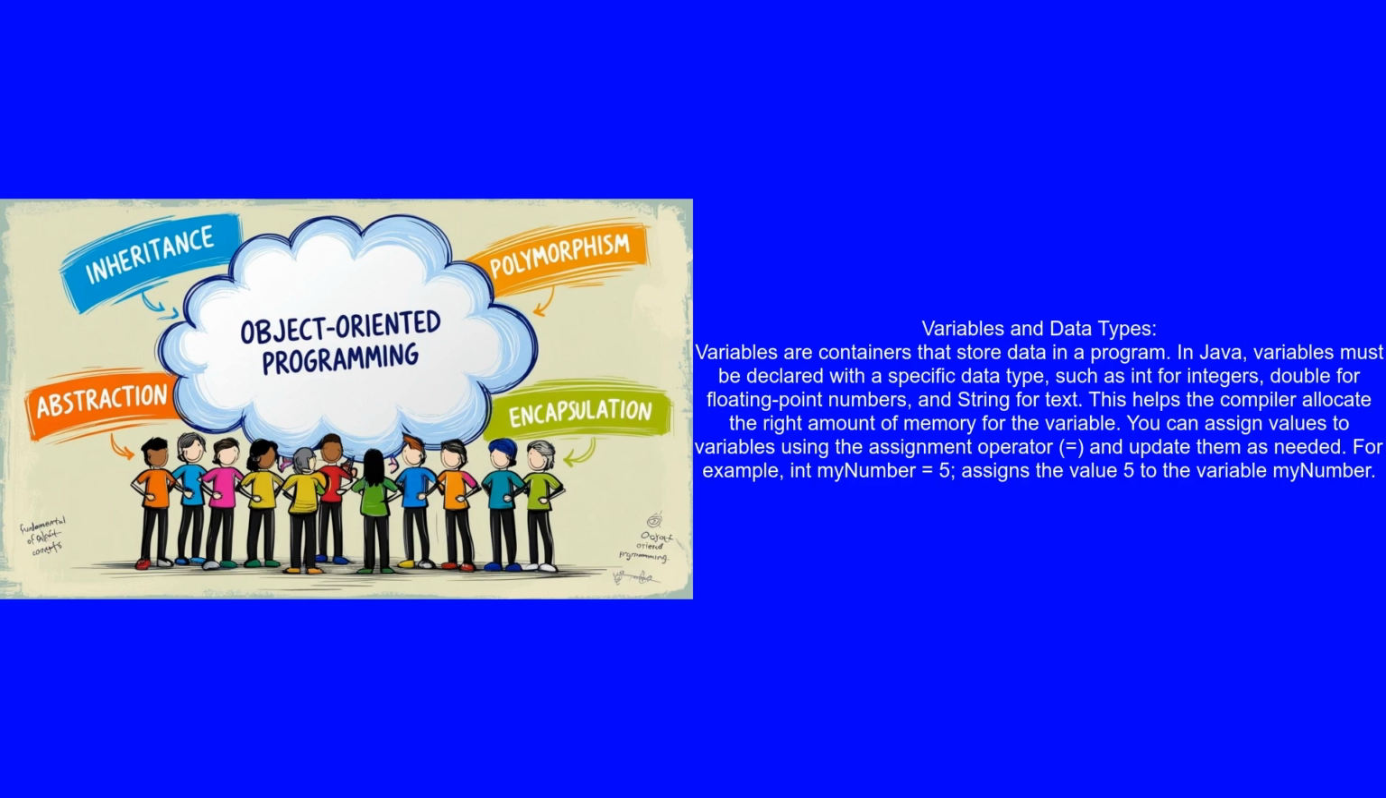Alright, so let's talk about variables and data types in Java. Think of variables as containers that hold data in your program. When you declare a variable, you need to specify its data type, like int for integers, double for floating point numbers, and String for text. By specifying the data type, you're helping the compiler allocate the right amount of memory for that variable.